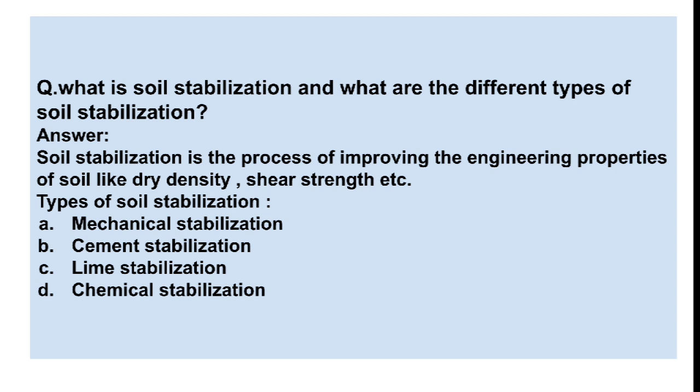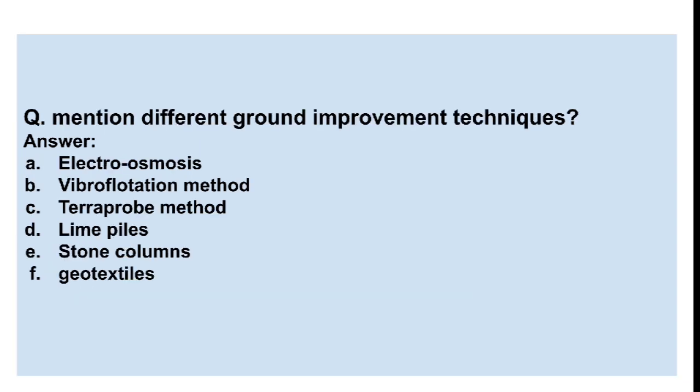Now, what is soil stabilization and what are the different types of soil stabilization? Soil stabilization is a process of improving the engineering properties of soil like dry density, shear strength, etc. Types of soil stabilization are mechanical stabilization, chemical stabilization, lime stabilization and cement stabilization. These are the methods used in soil stabilization to increase the engineering properties of soil.